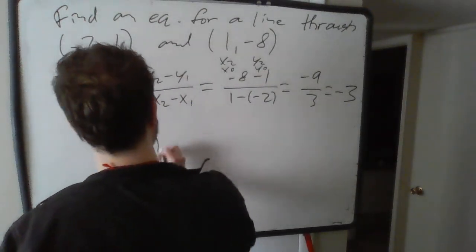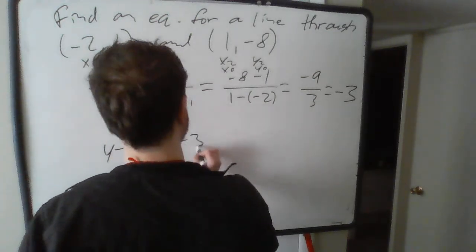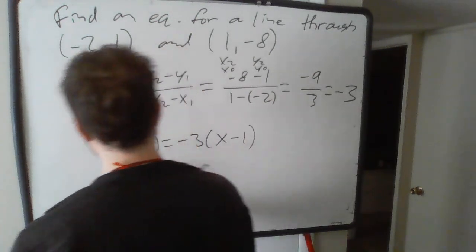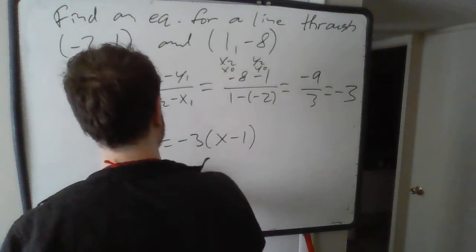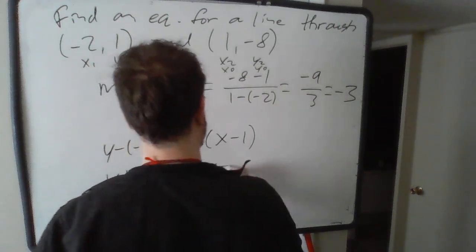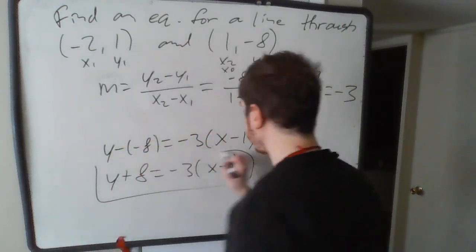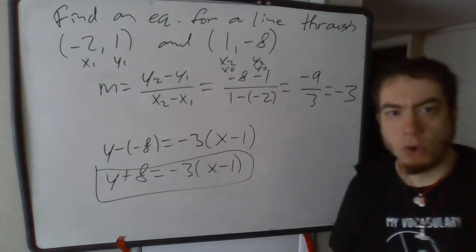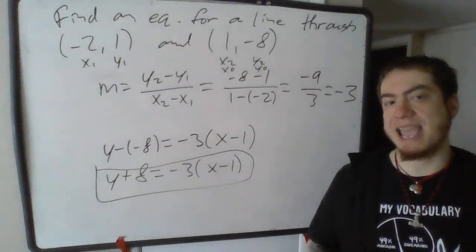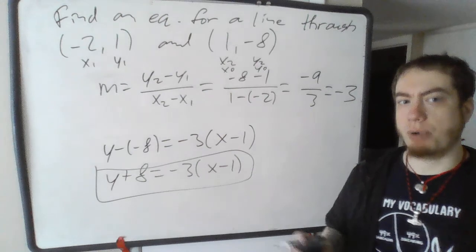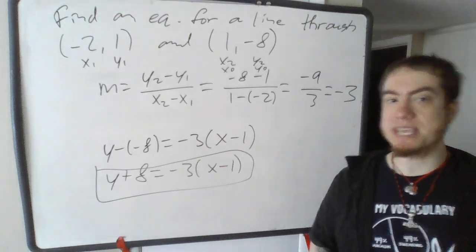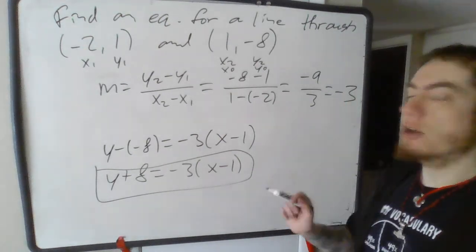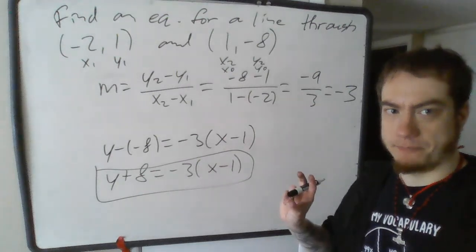So I would get y minus -8 is equal to negative 3 times x minus 1. That gives me y plus 8 equals negative 3 times x minus 1. So what's going on here? We just got two totally different looking answers to the problem, and I said they were both correct. Well, the answer is these equations are equivalent.